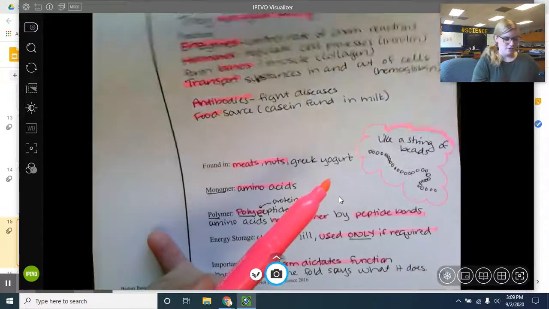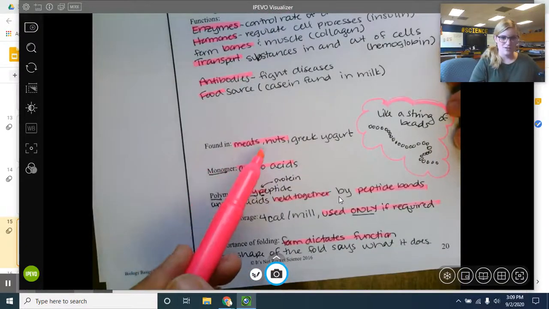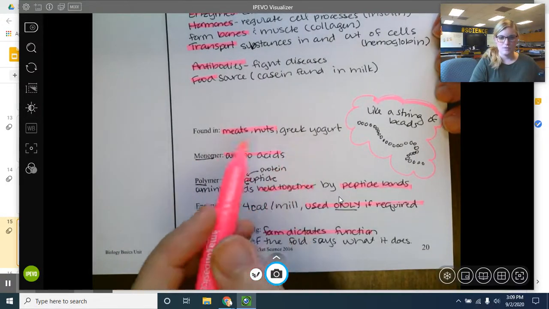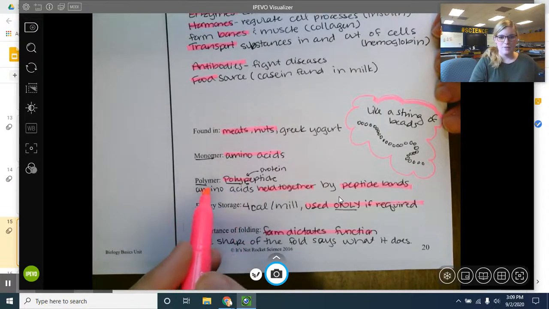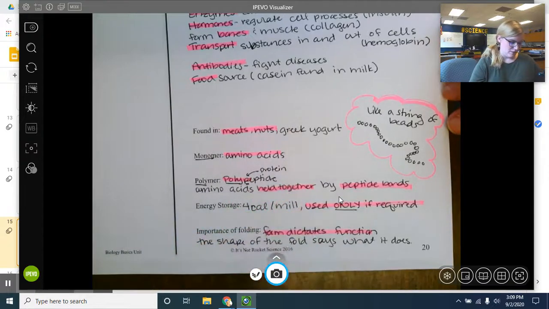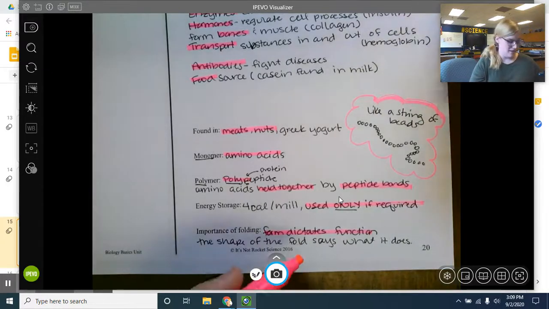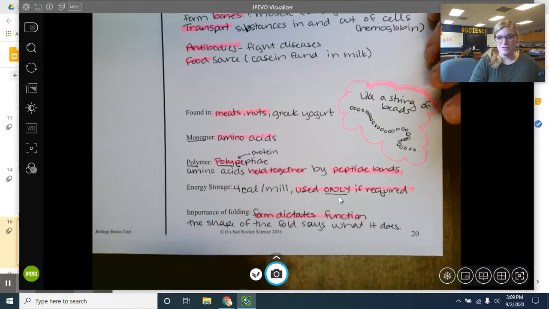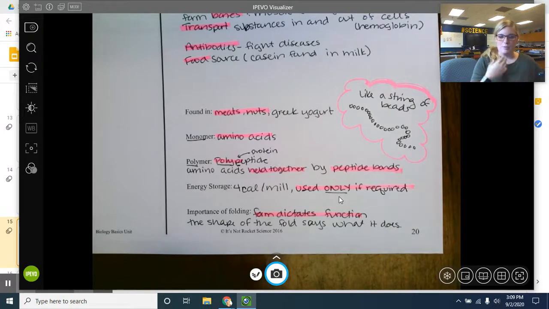Then I also have that it's found in meats and nuts. I feel like those are going to be a really good example for me to know what proteins are found in. My monomer, my polymer, my polypeptide. So if I see the word polypeptide, then I can look at "many," and then P goes with protein. And that they're held together with peptide bonds. I drew a little picture of a beaded string because that's what helps me remember what they look like. And that energy is used only if it's required. Then the importance of folding, I just highlighted form dictates function because that makes sense to me when I remember what was said in class.